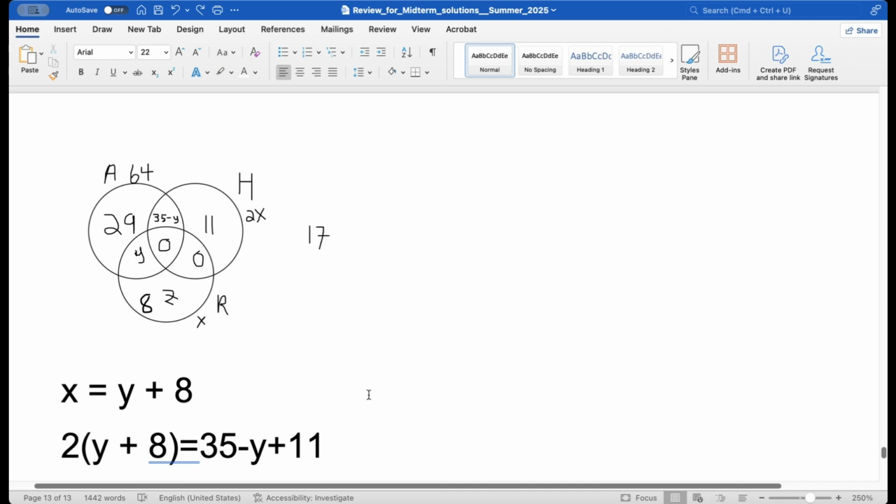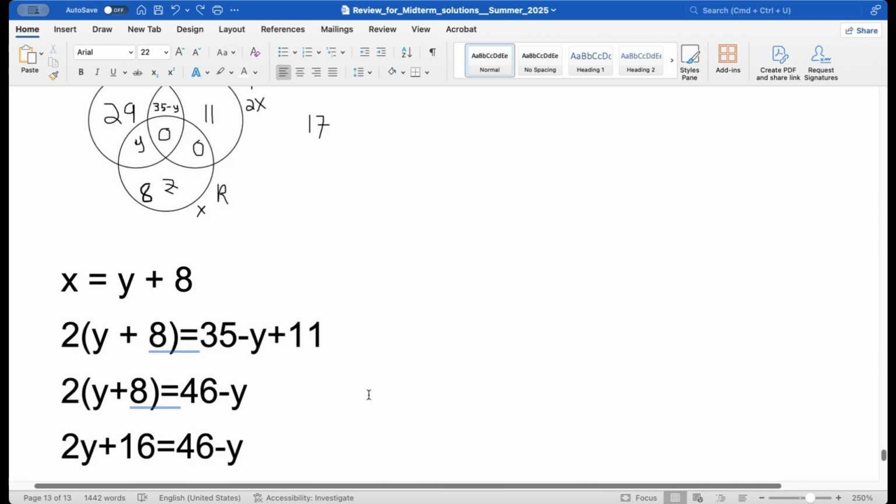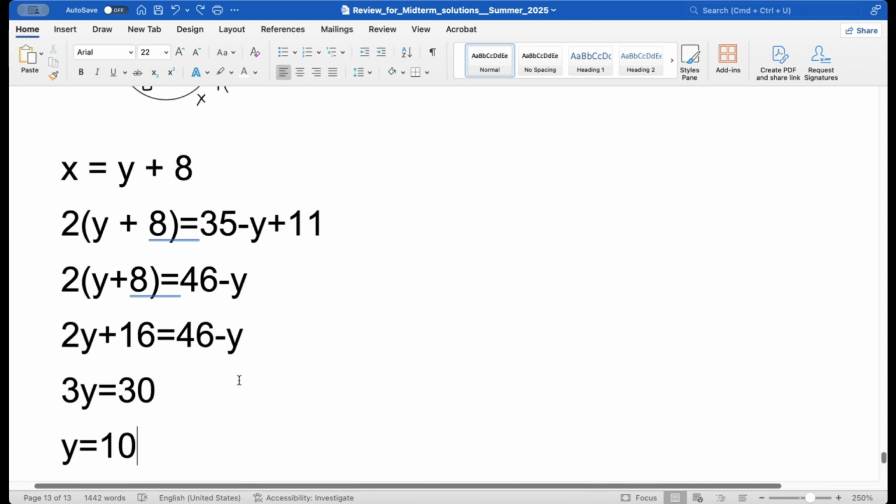Remember, the number that have homeowners insurance was double the number of renters. So it's 2 times Y plus 8. So we can solve for Y in this equation. Distribute through. We get 2Y plus 16 equals 35 plus 11, 46 minus Y. Add the Y over. 3Y is equal to 30, and Y is 10.